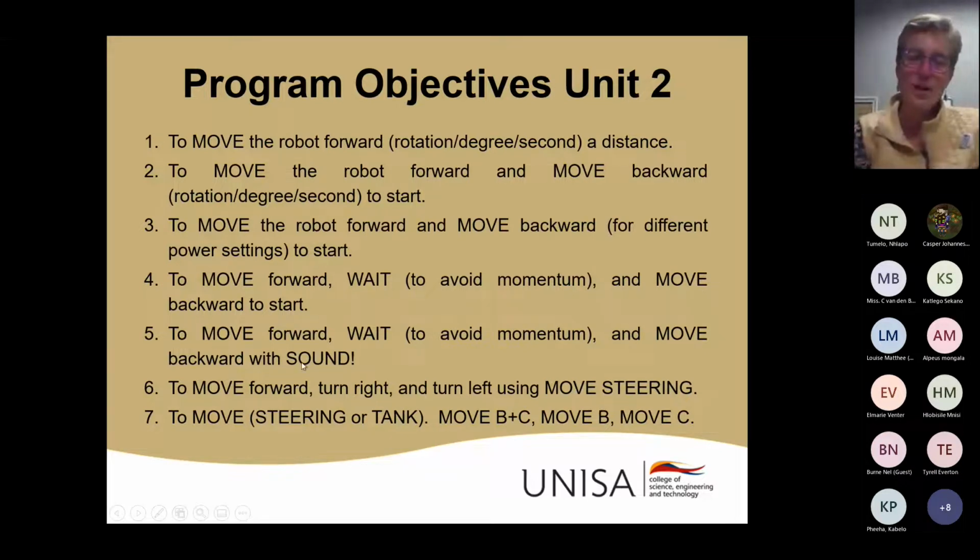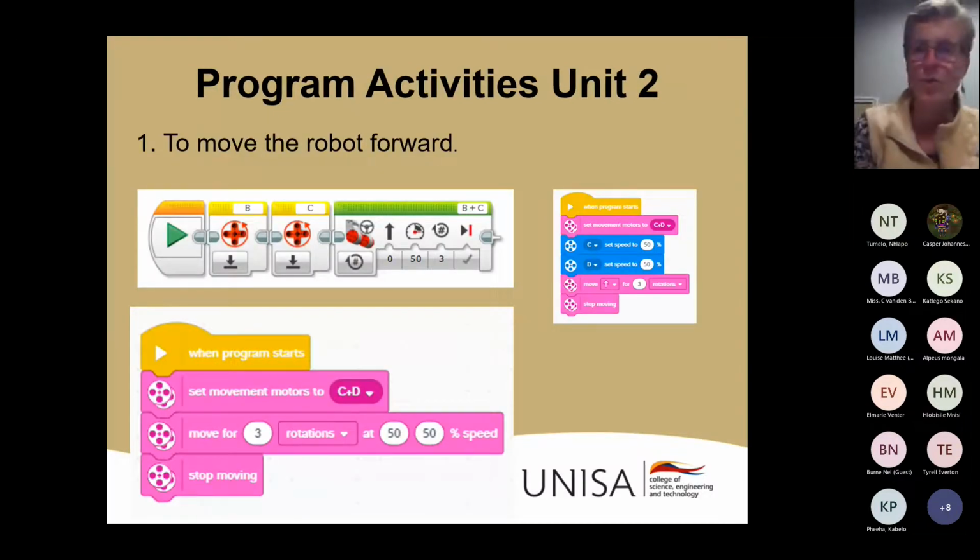And number 5 is to put a sound in to make sure that when the truck moves back, it goes beep, beep, beep, beep. So put a sound in, and you know exactly where your robot is moving. Okay. So this is an example of how to make the robot move forward.